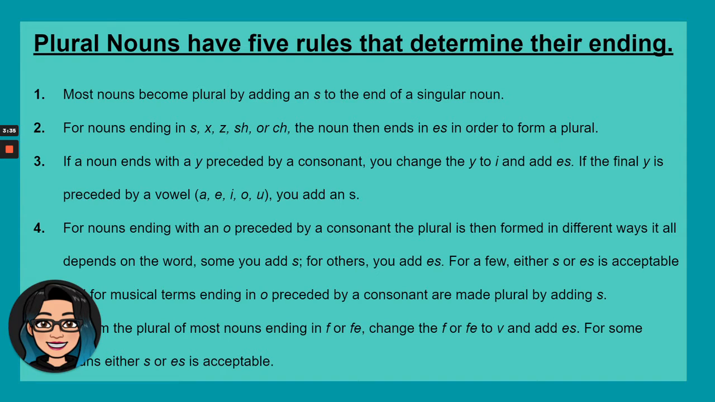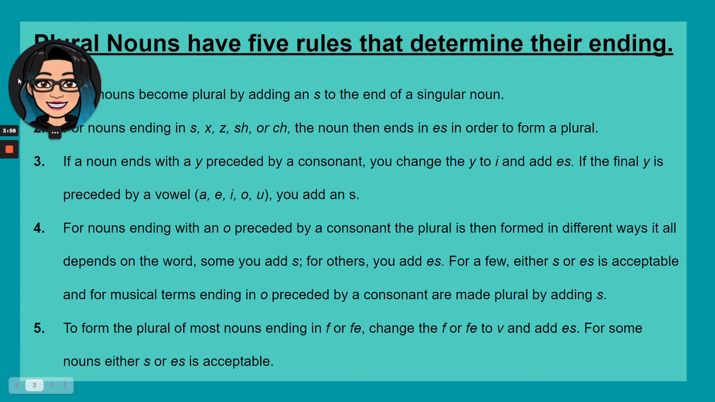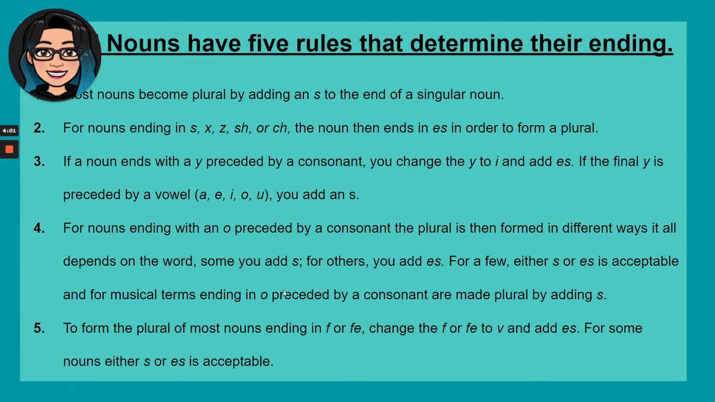Okay, rule number 4. For nouns ending with an O preceded by a consonant, the plural is then formed in different ways. It all depends on the word. Some you add S, for others you add ES, for a few either S or ES is acceptable. And for musical terms ending in O preceded by a consonant, they are made plural by adding an S.